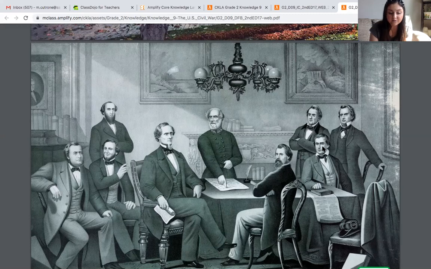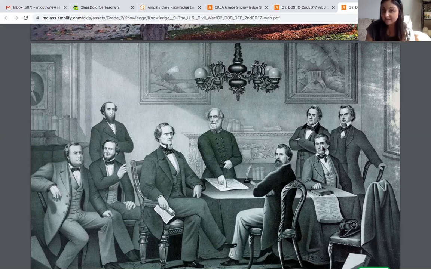Only when his home state of Virginia finally decided to secede and join the Confederacy did Lee finally make up his mind. He hated the thought of fighting against the United States, but even more, he hated the thought of fighting against his home state of Virginia. General Lee became commander of the Army of Northern Virginia, making him one of the most powerful and recognizable figures in the Confederate Army. This image shows Confederate President Jefferson Davis and his closest advisors, including General Lee in the middle, discussing their war plan.